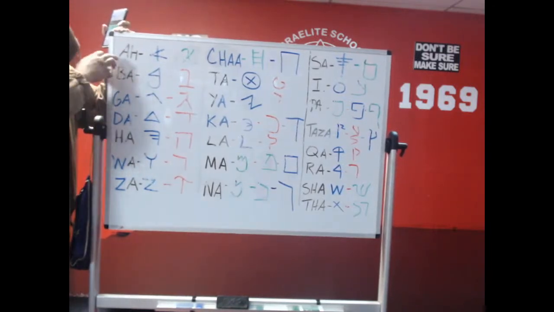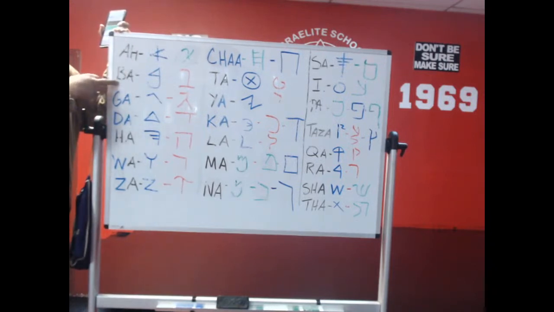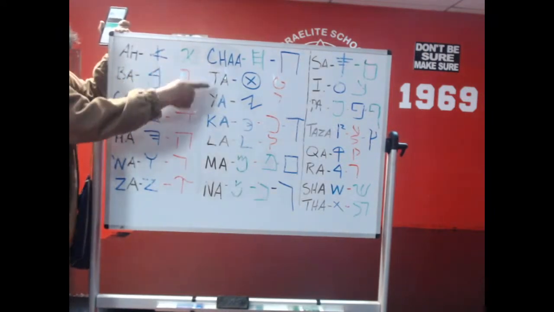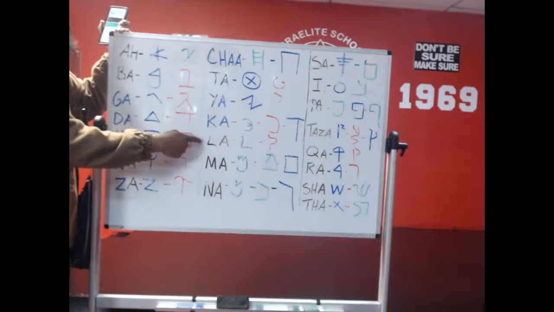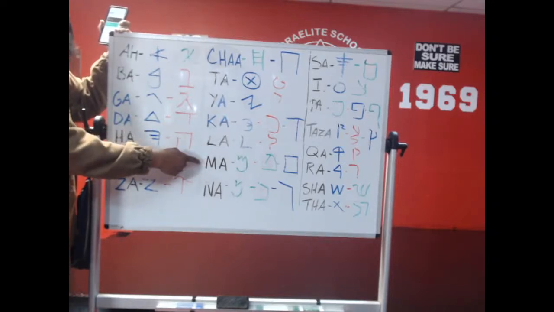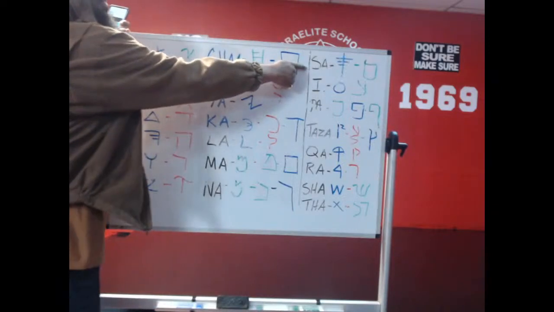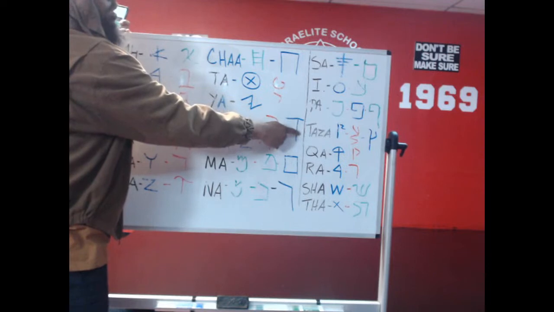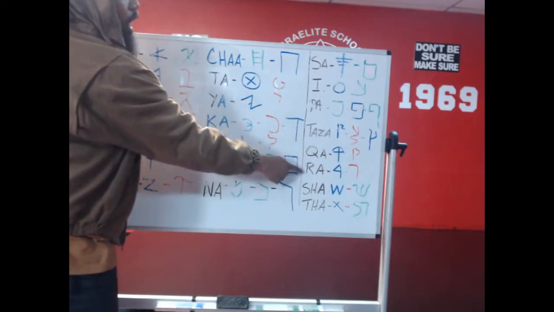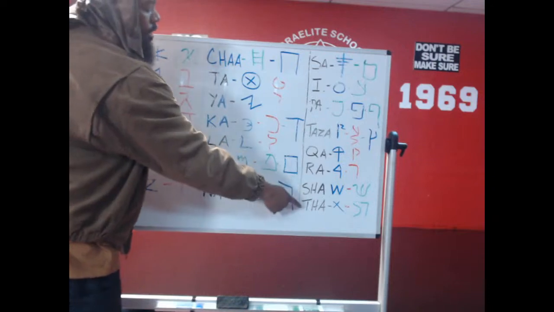In English first: A, Ba, Ga, Da, Ha, Wa, Za, Ka, Ta, Ya, Ka, La, Ma, Na, Sa, I, Pa, Tza, Wa, Ra, Sha, Tha.